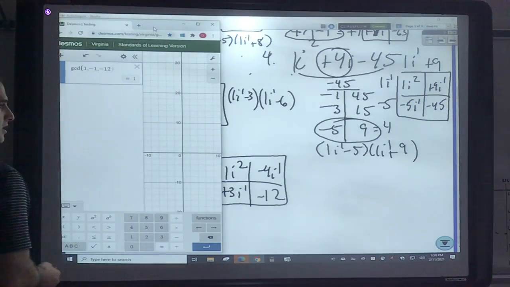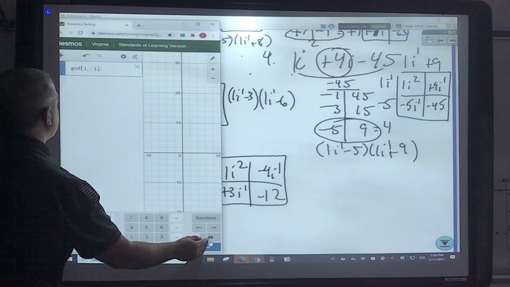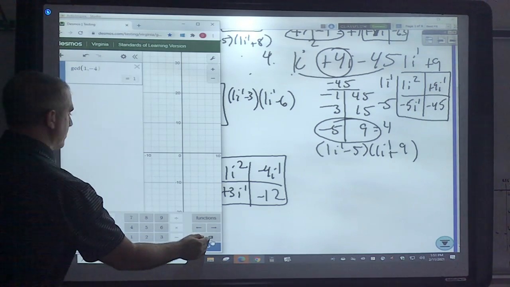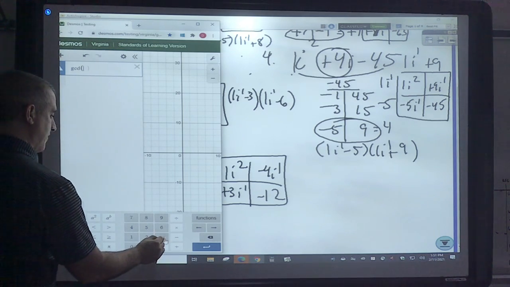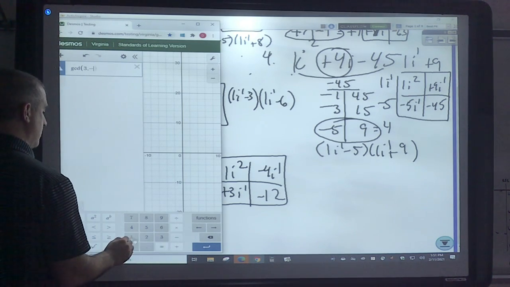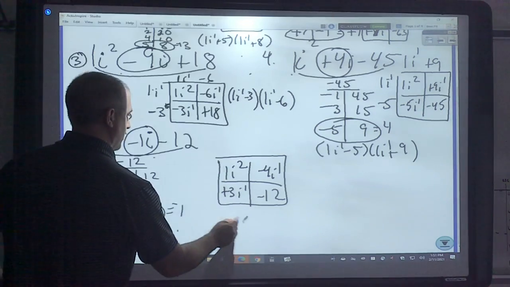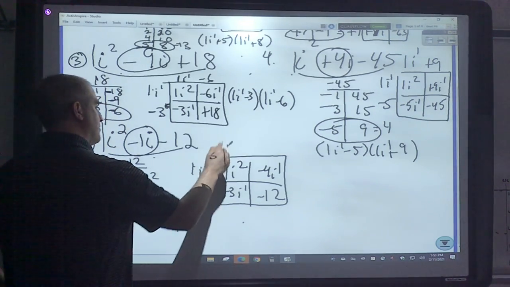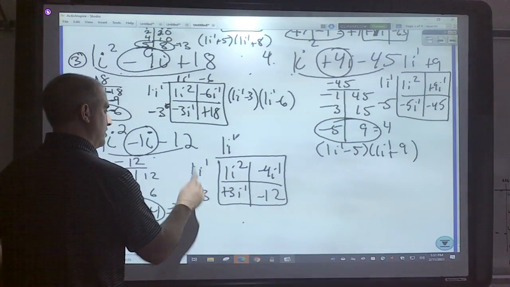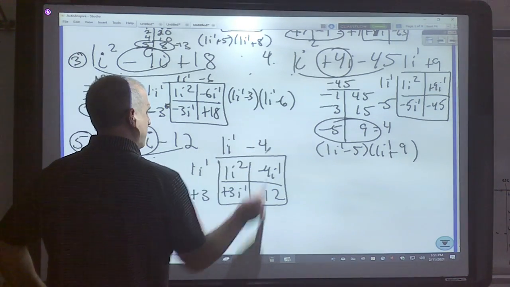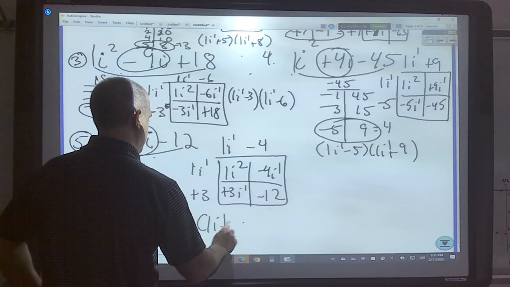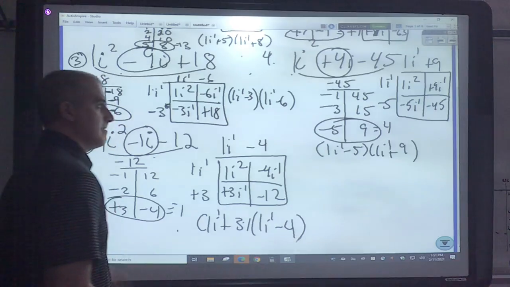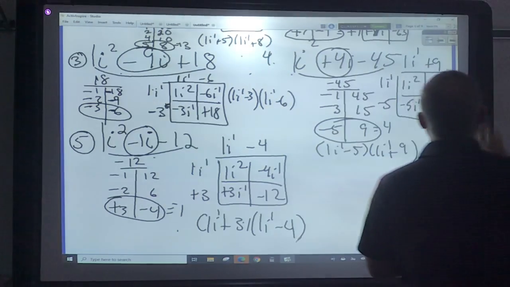So what I got there, I'll check 1 and negative 4. It's 1. 3 and negative 12 is 3. So 1i to the first, a positive 3 there. 1 times 1, i to the first. 1 times this would have to be negative 4. So 1i to the first plus 3, 1i to the first minus 4. So not a lot of change there.